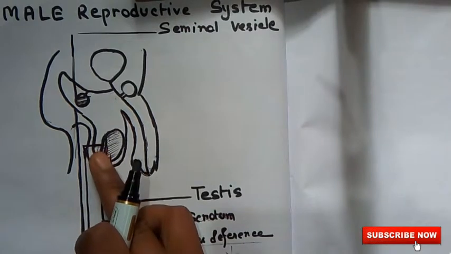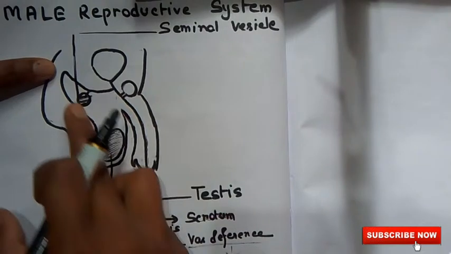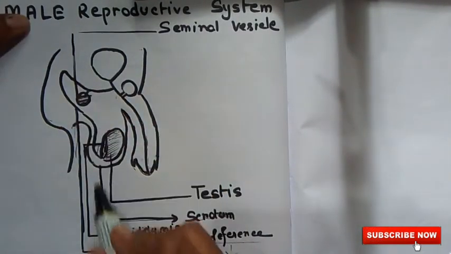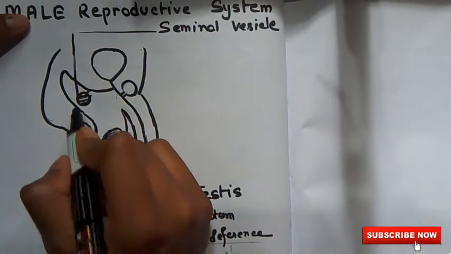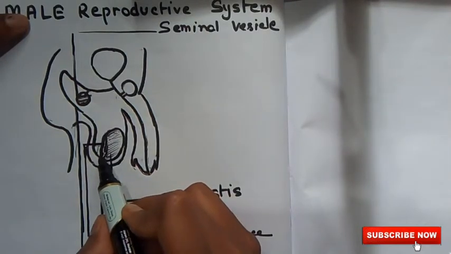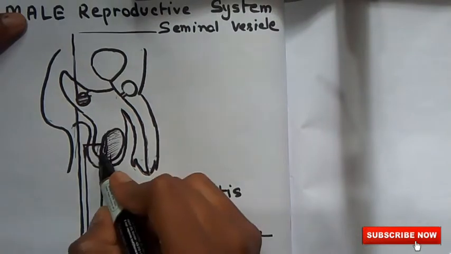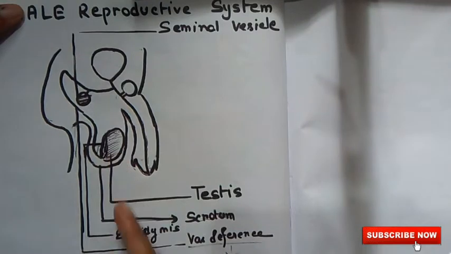After the epididymis, you can see here a duct. The name of this duct is vas deferens. The function of the vas deferens is to transport the male gametes, that is, sperm. So we have discussed the functions of the vas deferens.